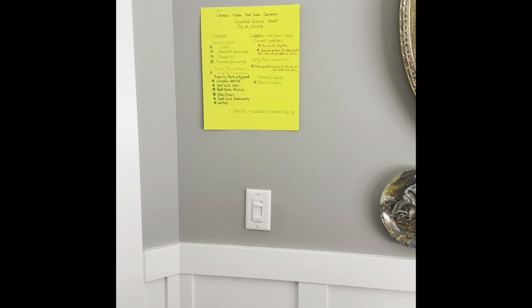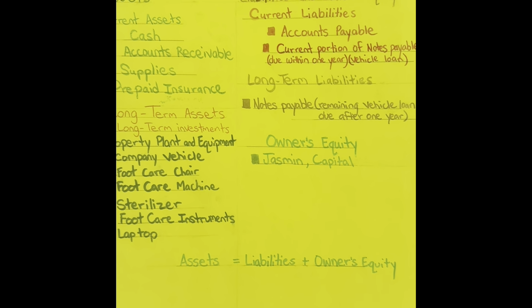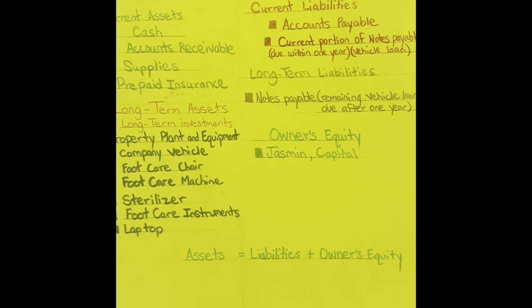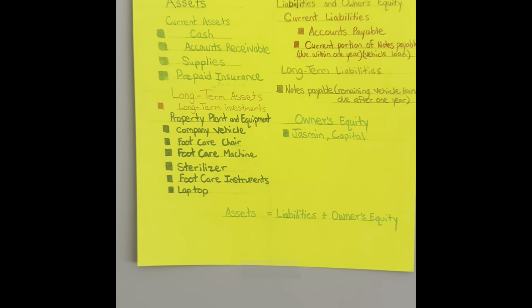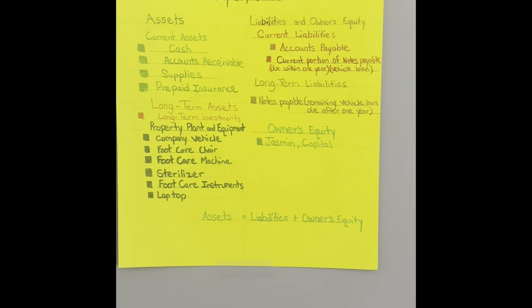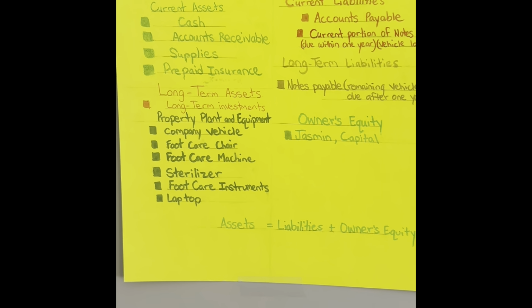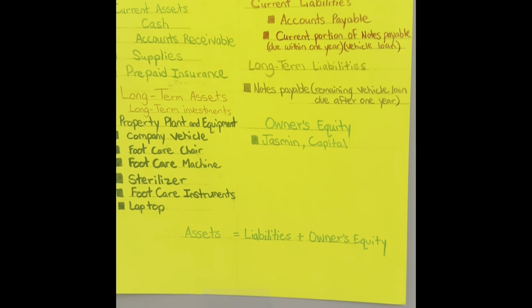And last but not least is owner's equity, which is capital, my capital, which is the money I invested when I started my clinic. The money I invested into taking the course, into purchasing the supplies and equipment, and company vehicle. That is all the capital that I invested into the company.